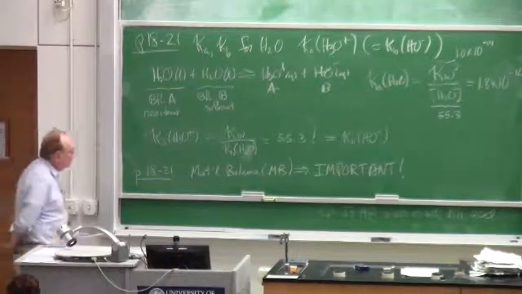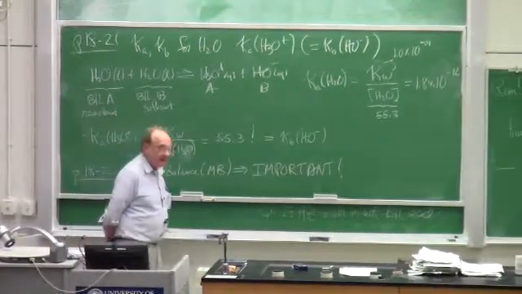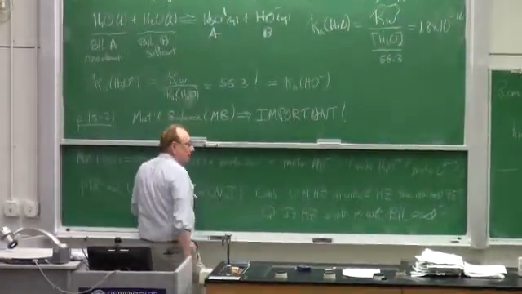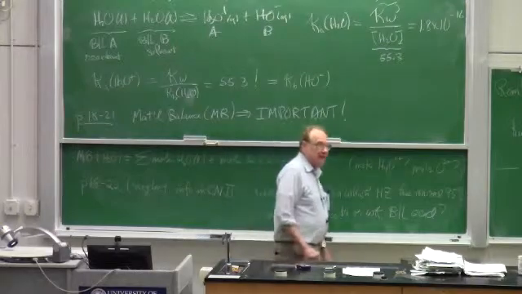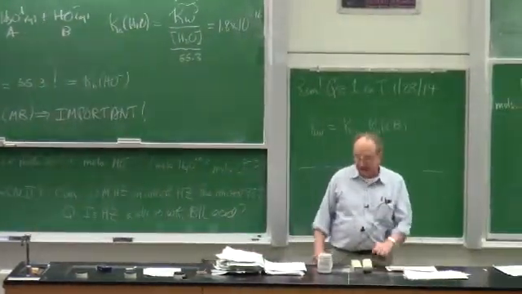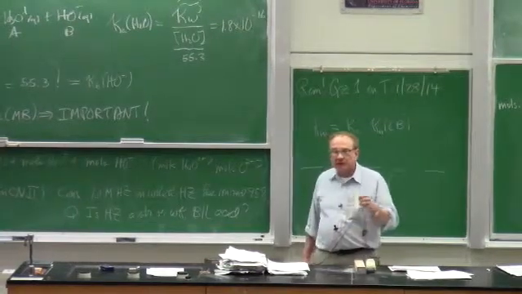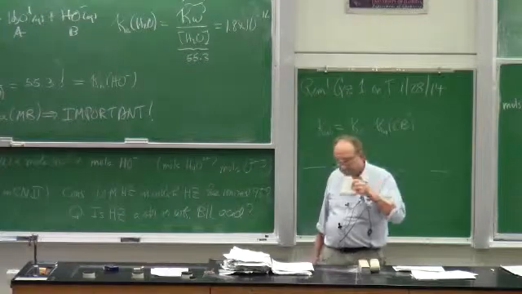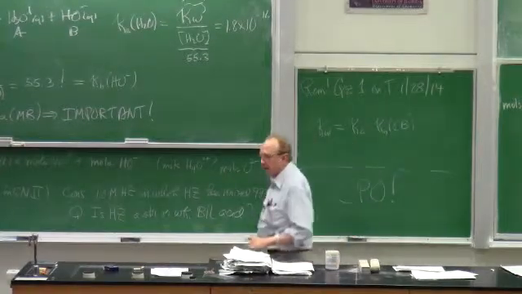So, Ka of hydronium ion is 55.3, which is the same as Kb of hydroxide ion. And now, a concept which was purposely skipped over in discussion class, because I think it's easier if I tackle it here. A concept which we are going to use regularly throughout the term from now on. It's called material balance.